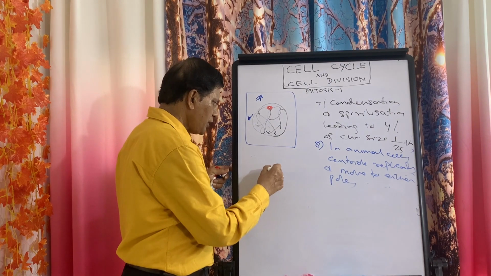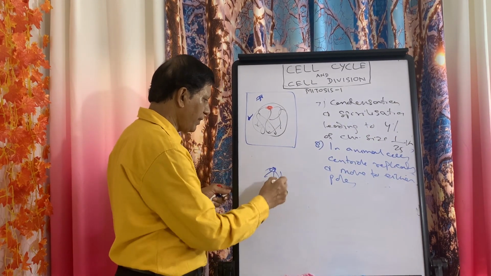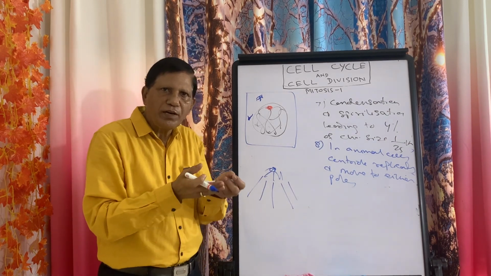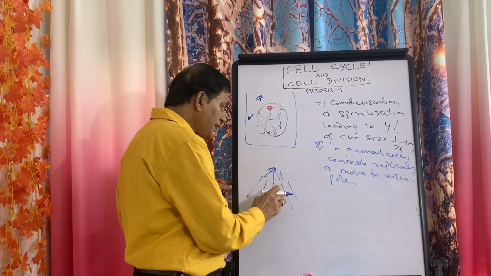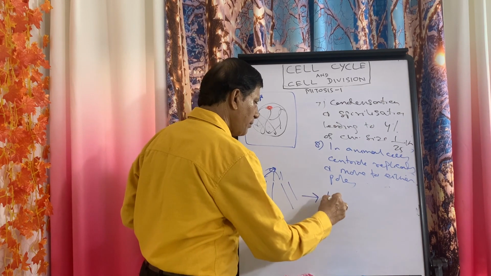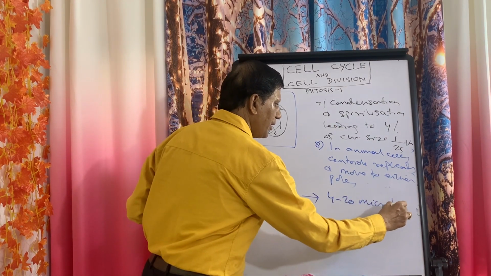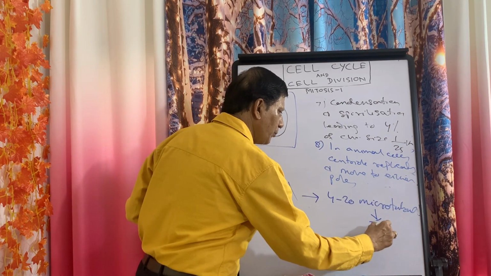So suppose this is one centriole and it will give rise to spindle fibers, and these spindle fibers will be attached to the centromere of each chromosome. And each spindle fiber consists of 4 to 20 microtubules. Each microtubule is made of protein tubulin.